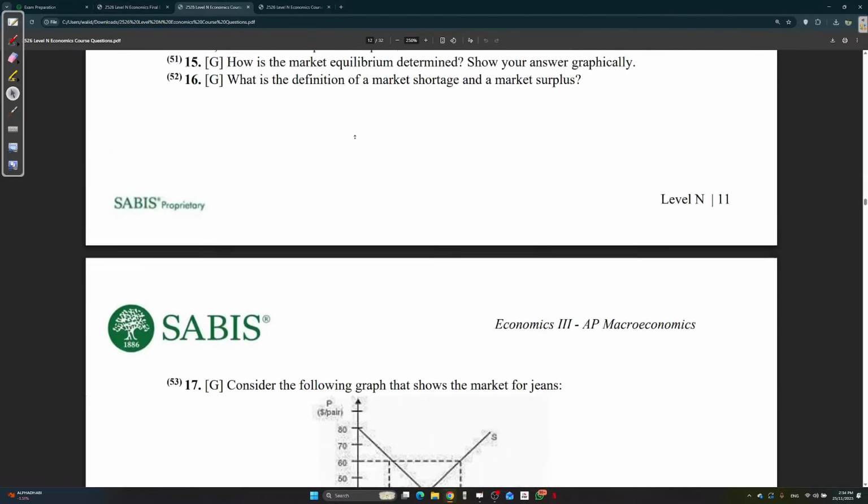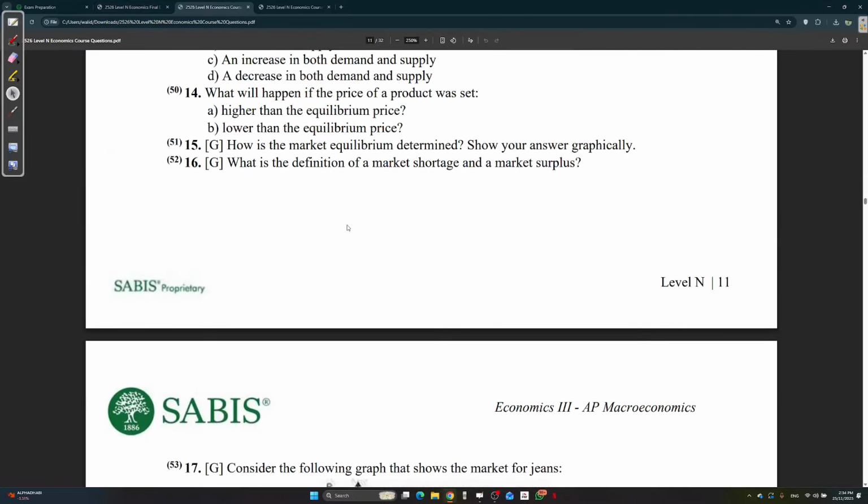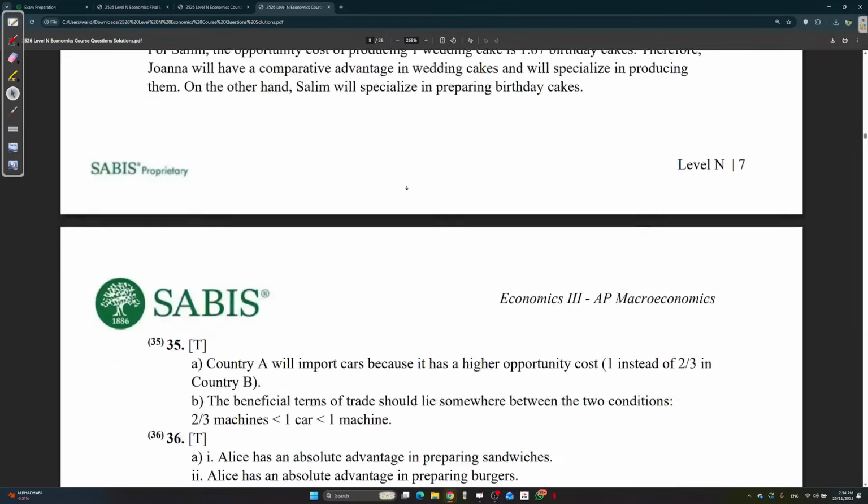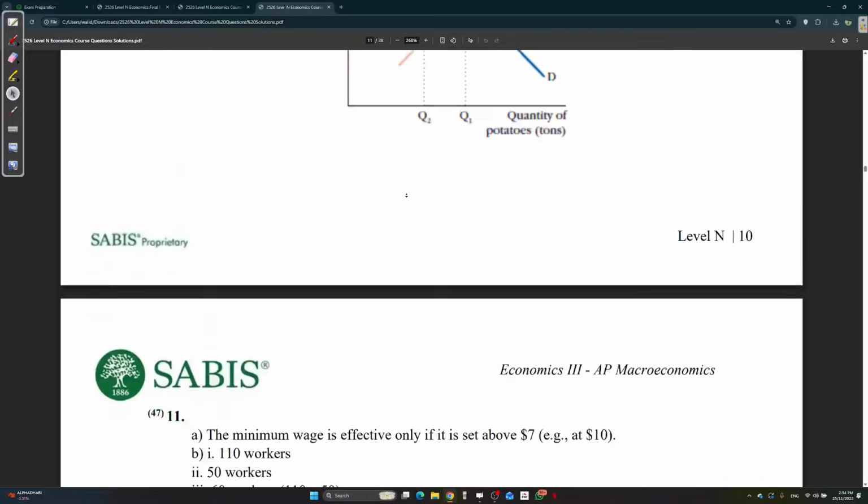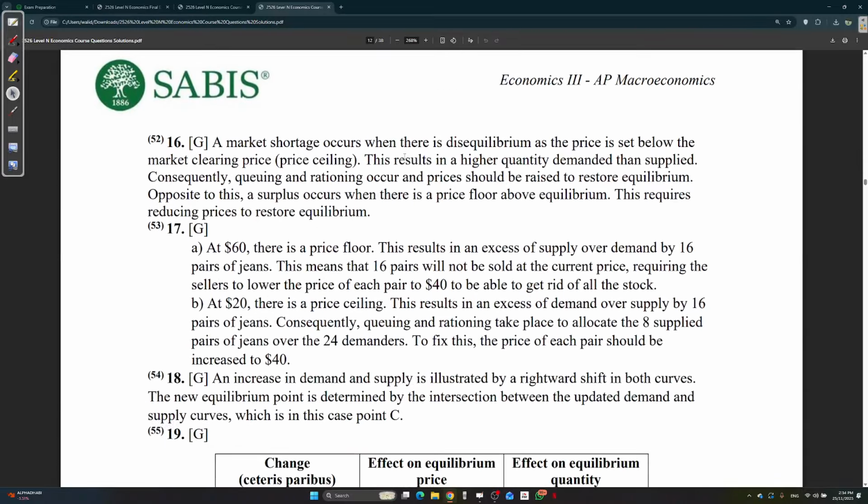Where's 16? Okay, what is the definition of a market shortage and a market surplus? I'm just going to give this to you cash. Take the definition from the solution. A market shortage occurs when there's a disequilibrium and the price is set below the market clearing price. This results in a higher quantity demanded than supplied. Consequently, queuing and rationing occur and prices should be raised to restore equilibrium. Opposite to this, a surplus occurs when there is a price floor above equilibrium. This requires reducing prices to restore equilibrium.